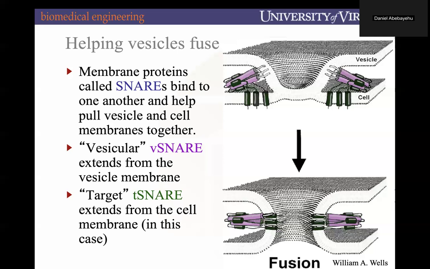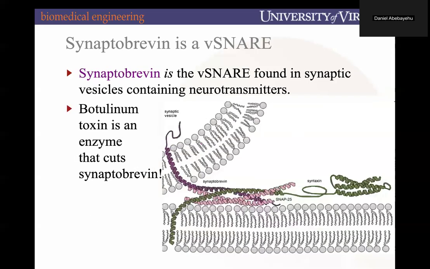That's kind of what happens with the V snare and T snare as they coil around and fuse together the vesicle membrane with the cell membrane. And so what ends up happening is that synaptobrevin is a V snare found on the synaptic vesicles that contain neurotransmitters.